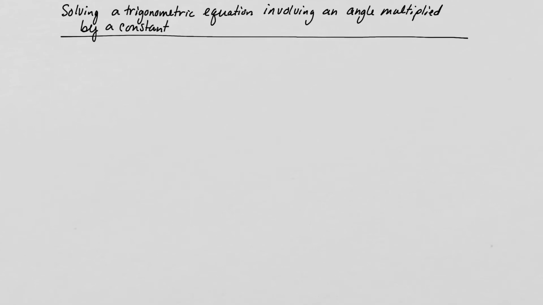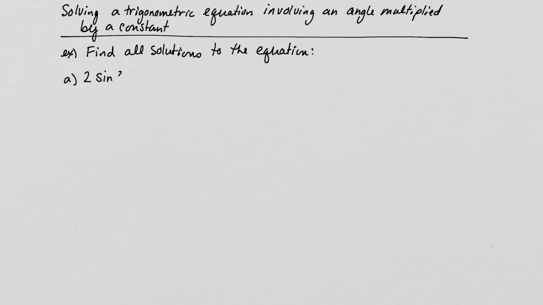So in this problem, we are going to look at trying to solve a trig equation where the angle is no longer just x inside. So for example, find all solutions to the equation. A. 2 sine 3x plus 1 equals 0.